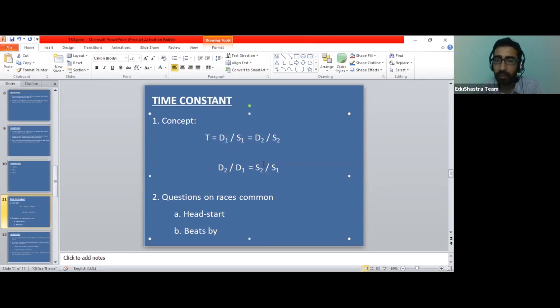Very, very direct, very, very simple. d2 by d1 is s2 by s1. The ratios of speed will be reflected in the ratios of distances. So what does that mean? Let me give you an example. Let me share a question.